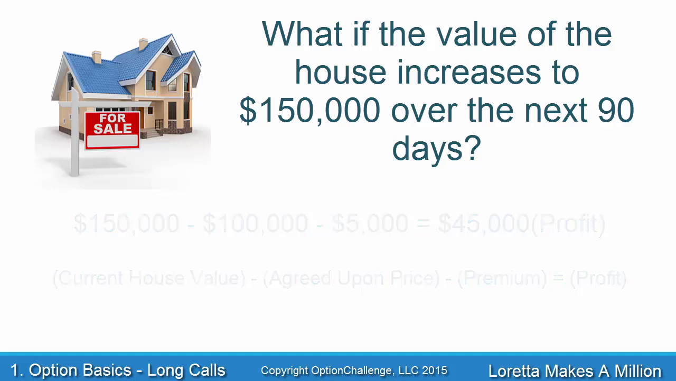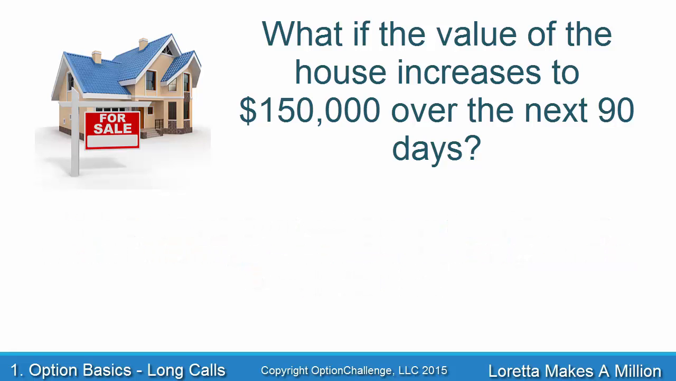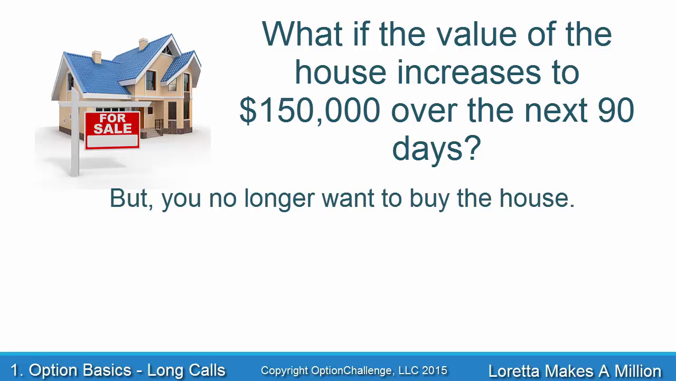Notice that I said the seller of the option is obligated to sell you the house for $100,000. Sellers of options are obligated to fulfill the option contract if the buyer exercises the option by or before the expiration date. Question: what if the value of the house increases to $150,000 over the next 90 days, but you no longer want to buy the house?